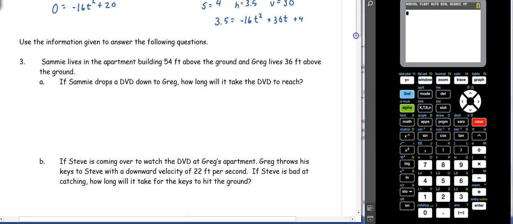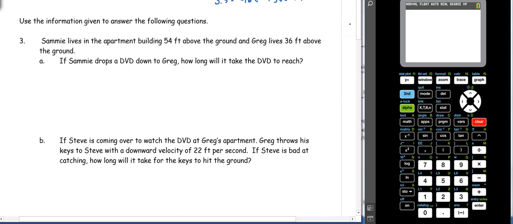In the last problem, we're going to use the information for the following questions, and we're going to solve. So Sammy lives in an apartment building that's 54 feet above the ground, and Greg lives in an apartment that's 36 feet above the ground. If Sammy drops a DVD down to Greg, how long will it take for the DVD to reach? So we have one person that's up here at 54 feet, and they are dropping to another person that's at 36 feet. So in this case, our start height is where the DVD started at, 54 feet.